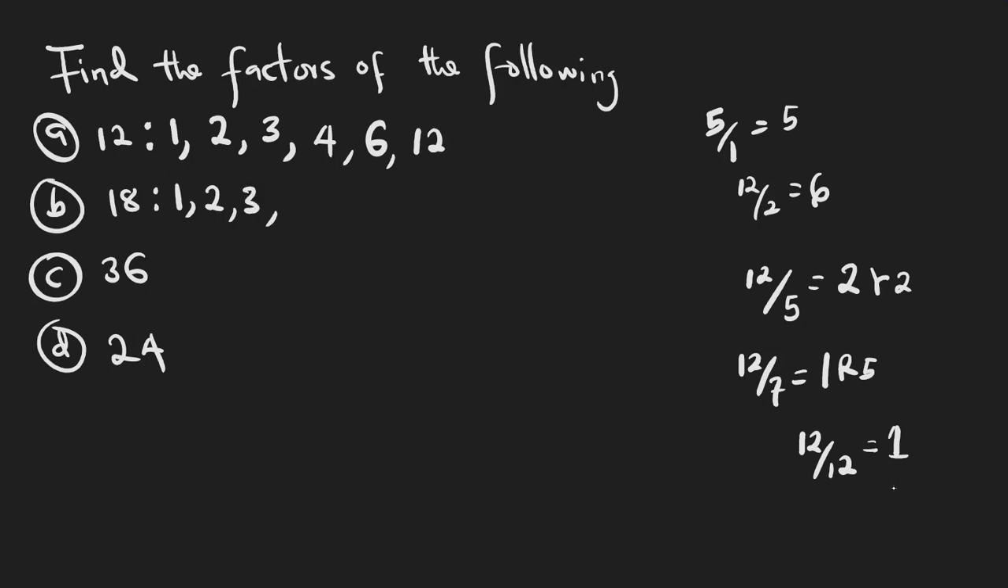Next one is 4. 18 divided by 4, of course, there is a remainder. Is that not so? Just a remainder. So we're going to have 4 remainder 2. So that means 4 is not a factor of 18.